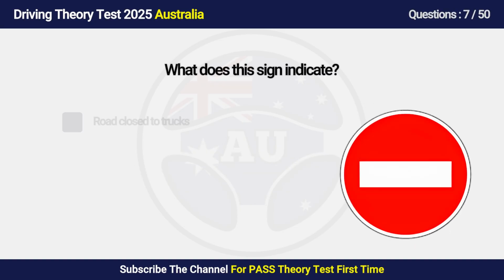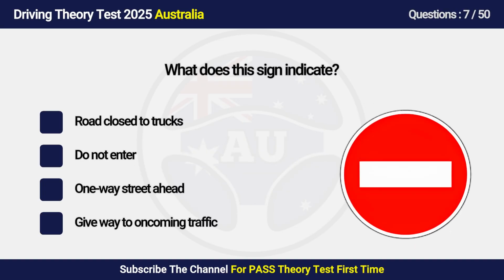Question 7. What does this sign indicate? A. Road closed to trucks. B. Do not enter. C. One-way street ahead. D. Give way to oncoming traffic.